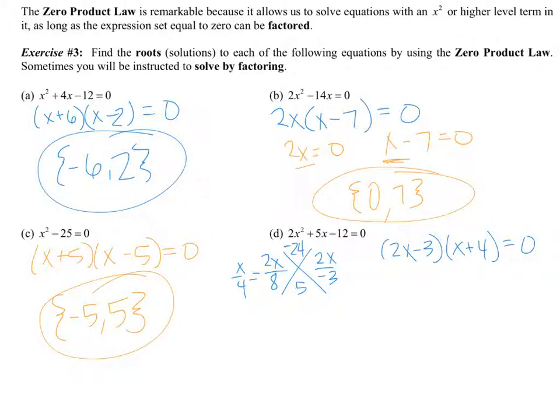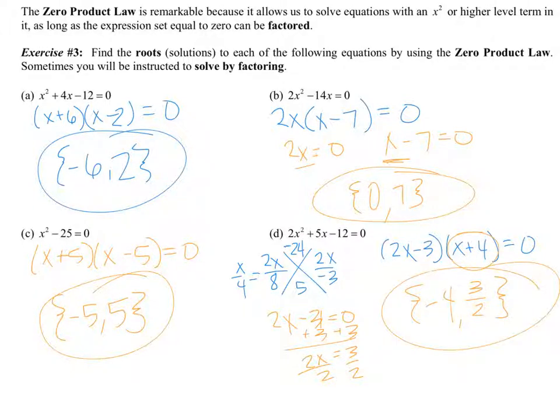Some of you can look at this right away and mentally solve for 2x minus 3 equals 0. And you would automatically see that for this one, you would add 3 to both sides, then 2x equals 3, then you would divide by 2. So x is 3 over 2. And then this one, what plus 4 equals 0? Negative 4.